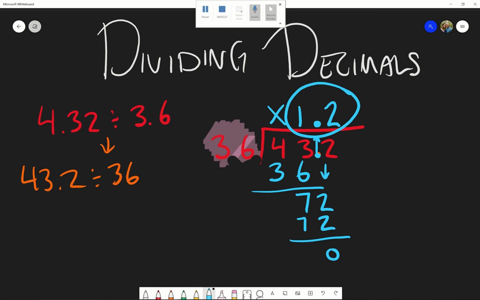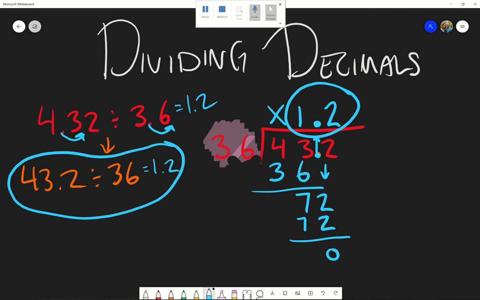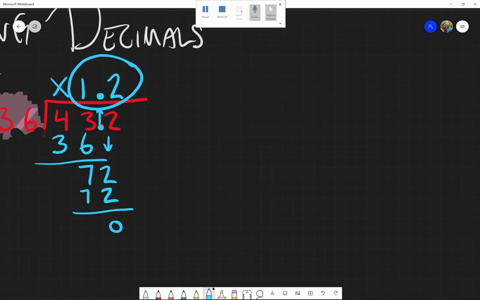So 4.32 divided by 3.6 equals 1.2. 43.2 divided by 36 equals 1.2. Okay, so I don't want my second number to have any decimal points. I want to move this one out 1. And because I do that, I have to move this one 1. And it will turn into this new math problem here. Okay, turns into that good stuff right there.